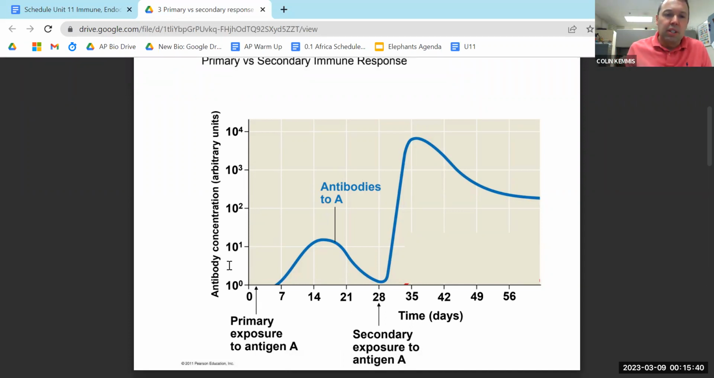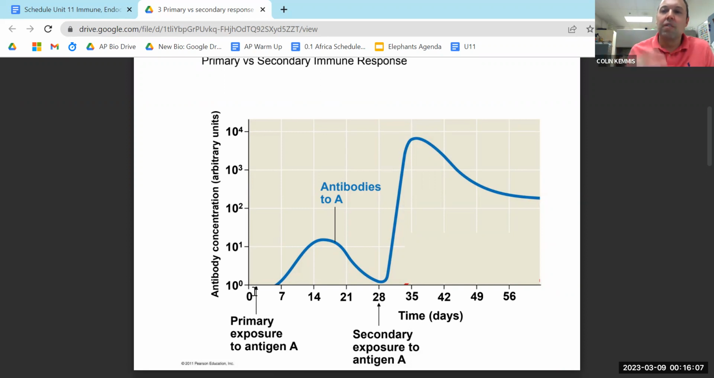And then also notice this is a log scale. So 10 to the 0 is 1, 10 to the 1 is 10, 10 to the 2 is 100, 1,000, and then 10,000. So it does increase a little bit more dramatically with the log scale. And then we also have the primary exposure to antigen A. Please be careful with this graph. It is not on day 0. It is maybe on day 2.